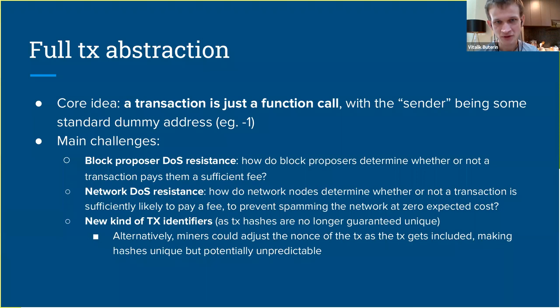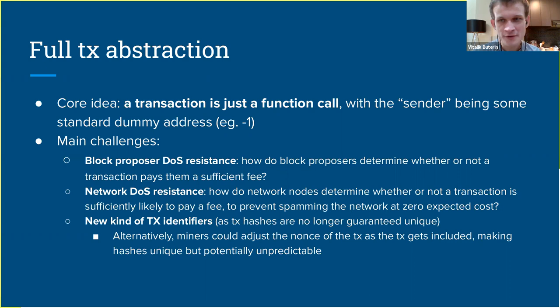One big challenge is block proposer DOS resistance, right? This is an issue that the community first started talking about in the context of the DAO soft fork. If you can potentially have an arbitrary amount of execution, and then at the end of the execution, suddenly the transaction reverts and the miner doesn't get the fee, then how can miners or block proposers safely process transactions without the risk of falling victim to fake transactions that do denial of service attacks? This is challenge one. It's a pretty big challenge.